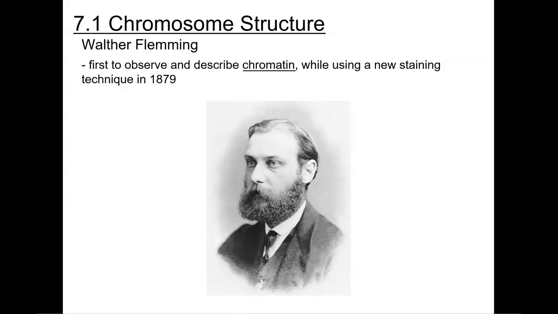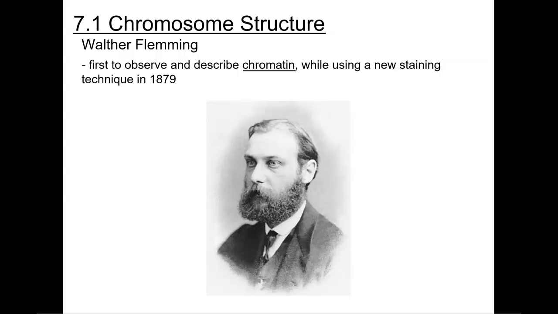So with the chromosome structure, we're going to have Walter Fleming, the first one to observe and describe chromatin that's going to be found within that nucleus. And he does this while using a new staining technique that was developed in 1879. Now, chromatin is going to be the form that DNA is found in during interphase, or during a cell's natural life. So it goes through different phases, which we'll discuss.